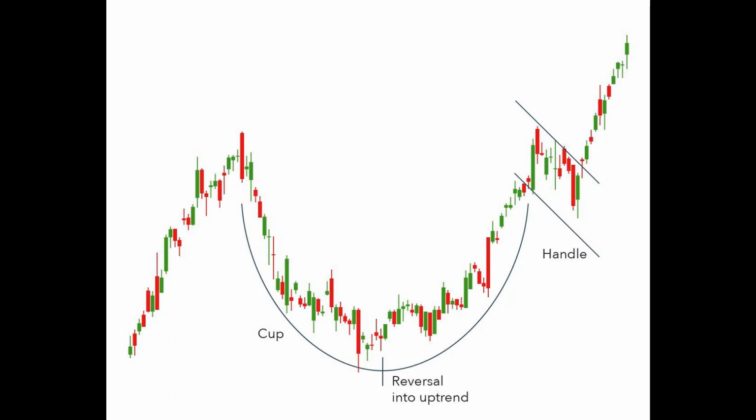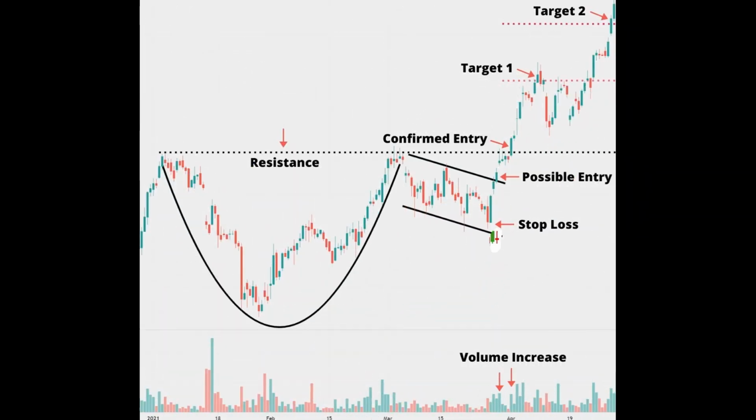The handle of the pattern forms as the price of the asset experiences a small downward correction, but still within the trading range of the cup. This handle acts as a final period of consolidation, allowing traders and investors to take profit and take a step back before the trend resumes.